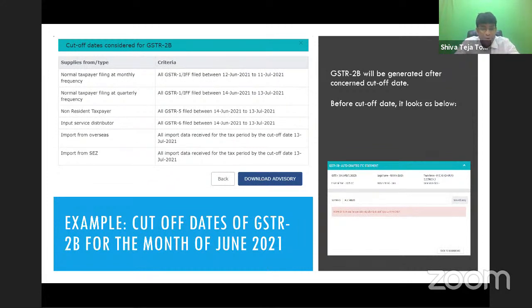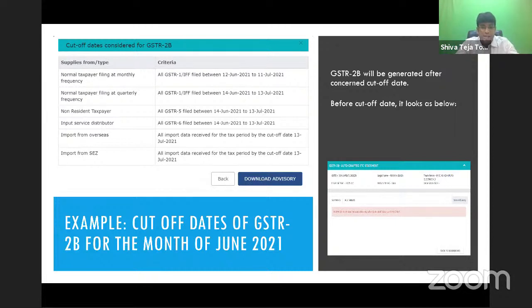Yeah. 1-2 questions from friends. Is there any time limit to utilize credit which is available in 3B and reflecting in the credit ledger? No, my dear friend. If there is a credit reflecting in the electronic credit ledger, there is no time limit given in the law for the purpose of utilization of credit. The time limit given in the law is only for the purpose of availment of credit, not for utilizing the credit.